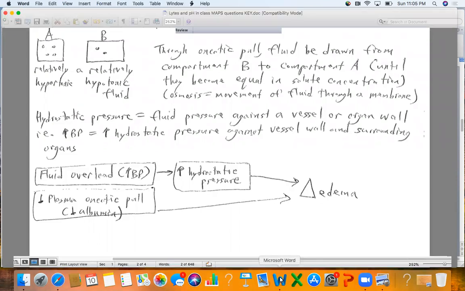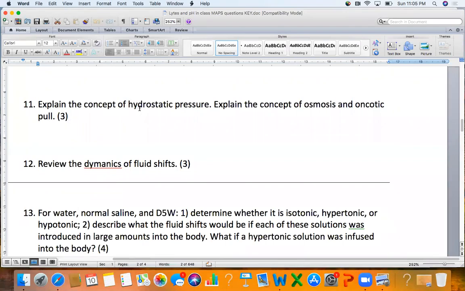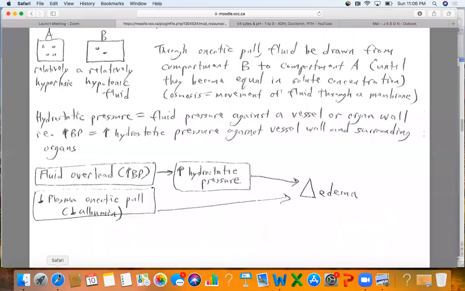So question number 11, explain the concept of hydrostatic pressure. Just by the way, osmosis and oncotic pull was also talked about in the last video. So the concept of hydrostatic pressure. On map 3, we have a definition from our Lewis textbook. Hydrostatic pressure is fluid pressure against a vessel or organ wall.